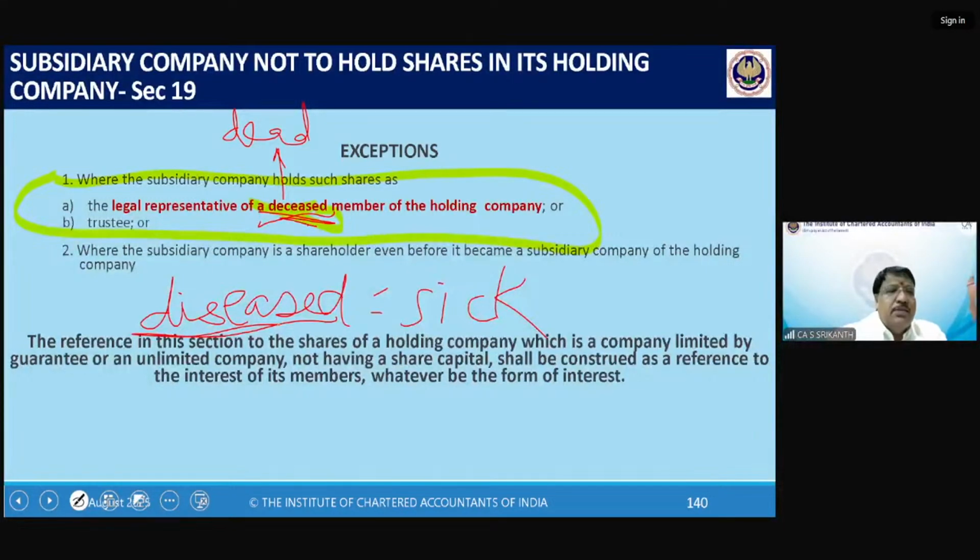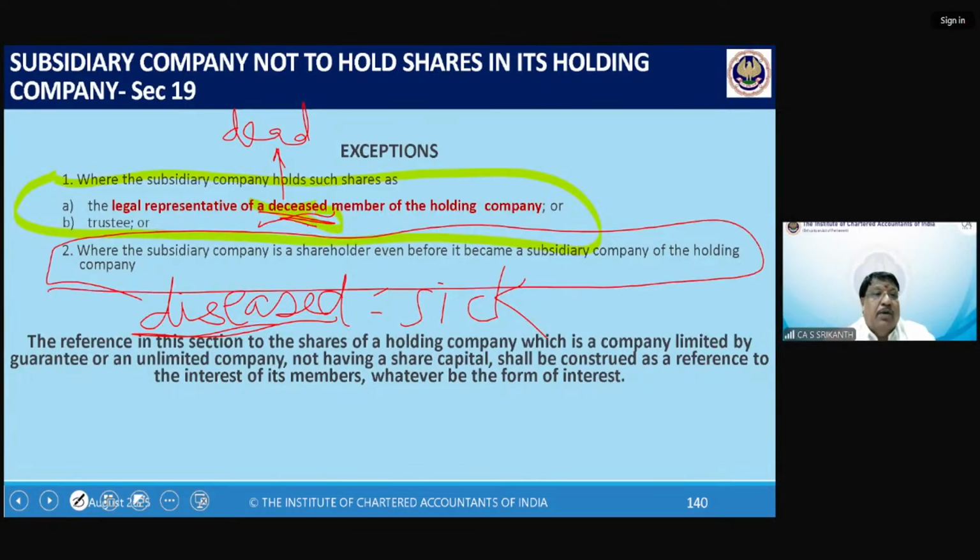Okay. So the point is dead member ka legal representative. How it became and all, I'm unable to think. If any of you is putting a query, I'll give you an example, I cannot give. But if at all they become legal representative, simple logic, he is not holding that share as a subsidiary. The subsidiary is holding it as a legal representative of a deceased member or as a trustee. You got it? Or as a trustee. Okay. Next is very, very important. The next exception is very, very important.